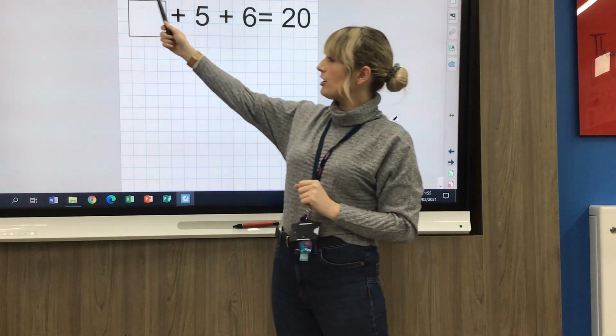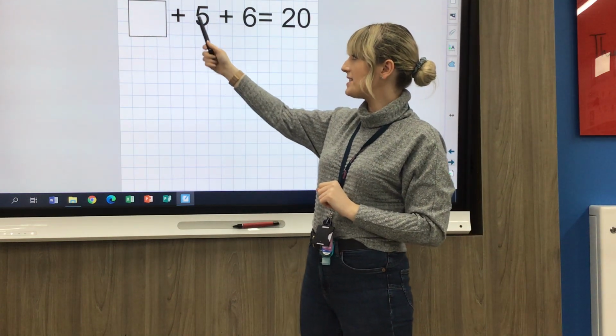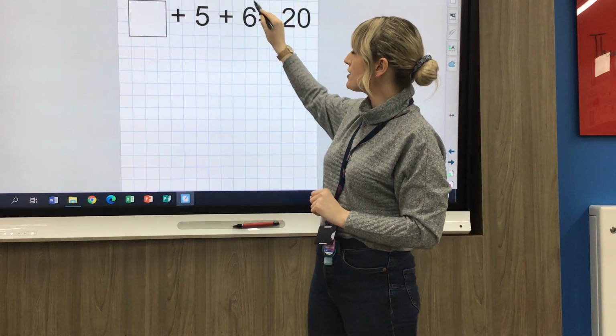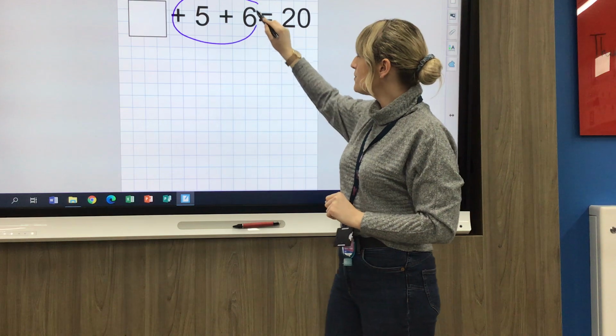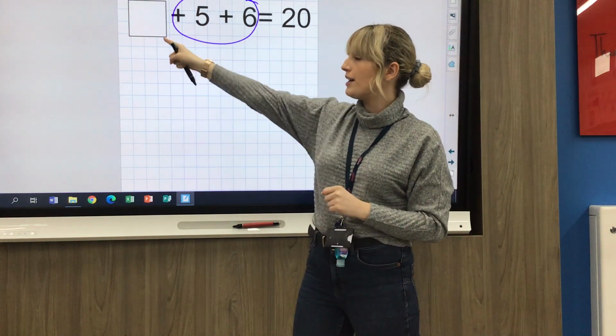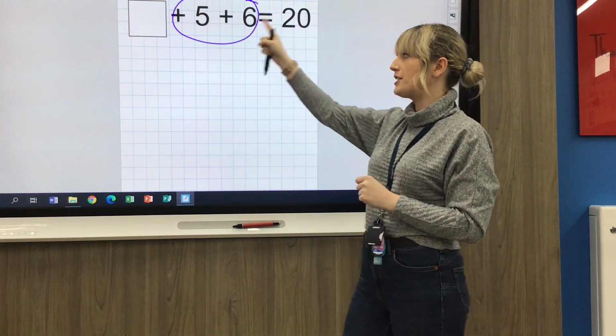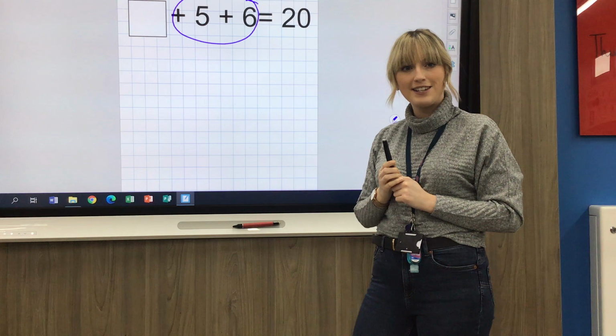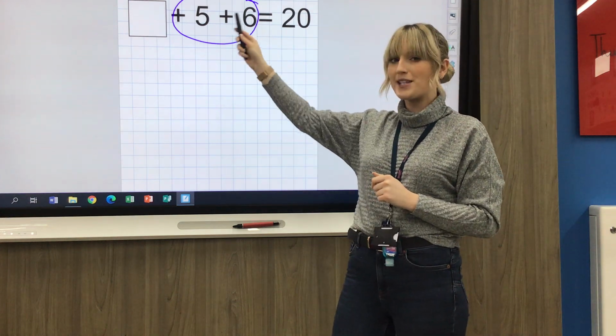Now, we've got a starting number, and to that number we've added 5 and then added 6. So what I'm going to do first is we're going to add these numbers to find out what we've added to the number to get to 20. So we need to work out 5 add 6. So let's put the biggest number in our head. What's the biggest number? Shout it out.